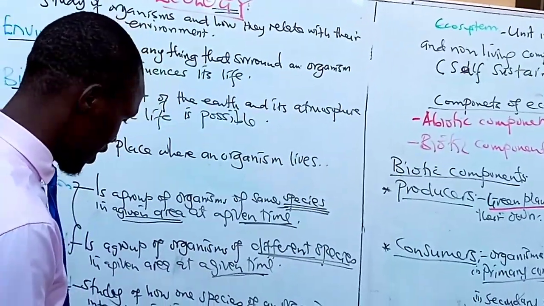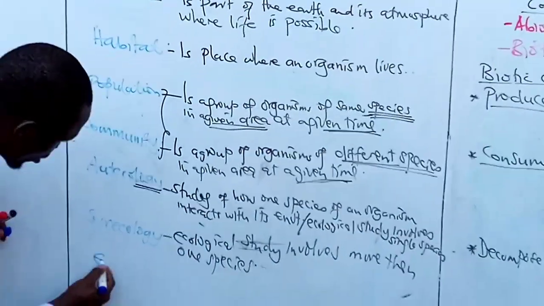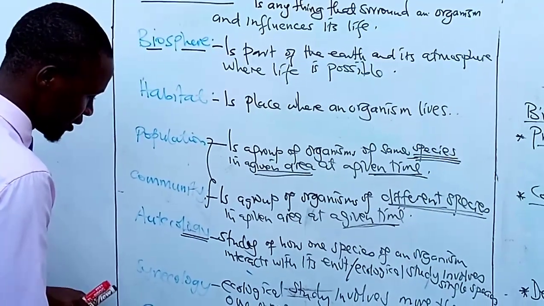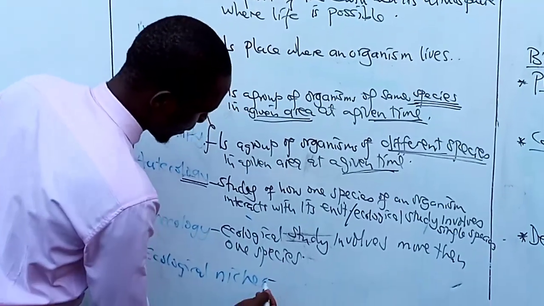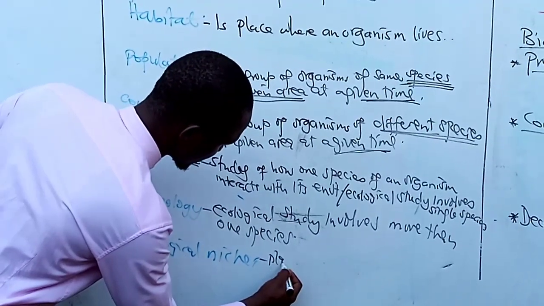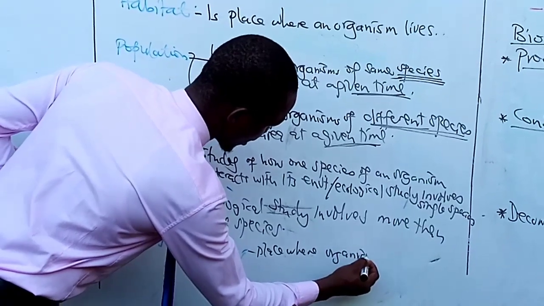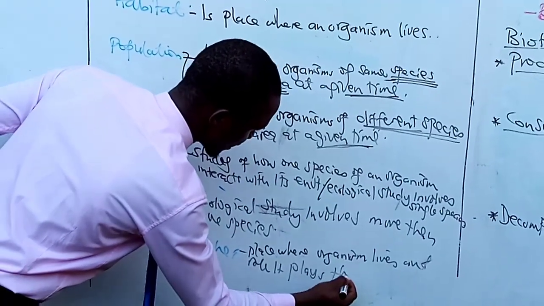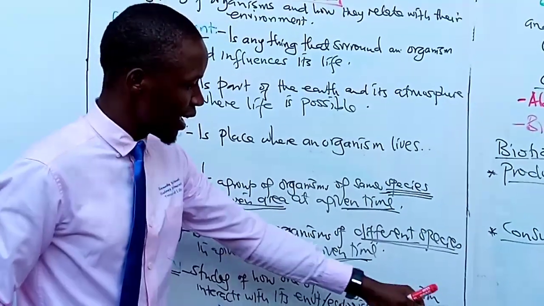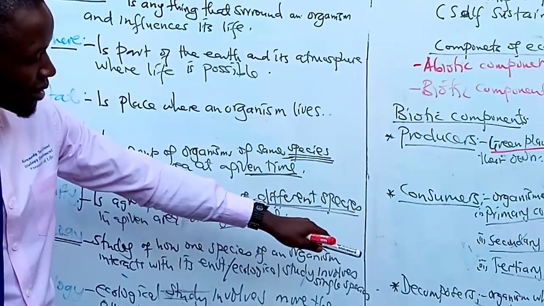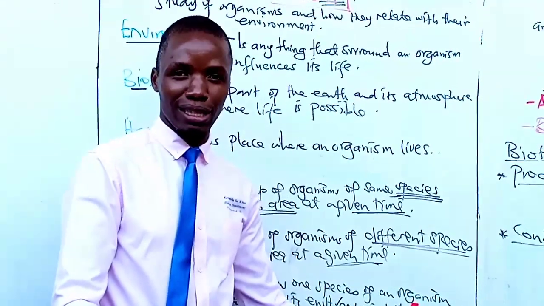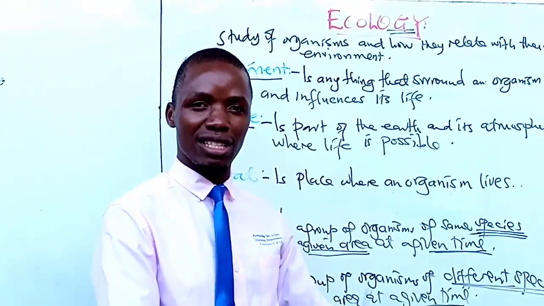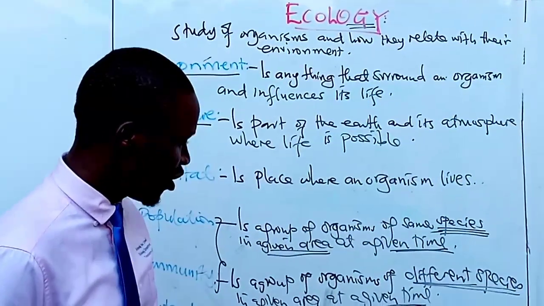One of the key terms I have forgotten is what we call an ecological niche. As far as ecology is concerned, it is a key term. It means the place where an organism lives and the role it plays there. For example, where does the bacteria stay? In those areas where we have decomposing organic matter. And what is its importance? Its role is decomposition. So the area where the organism stays and the role it plays there is what we call an ecological niche.